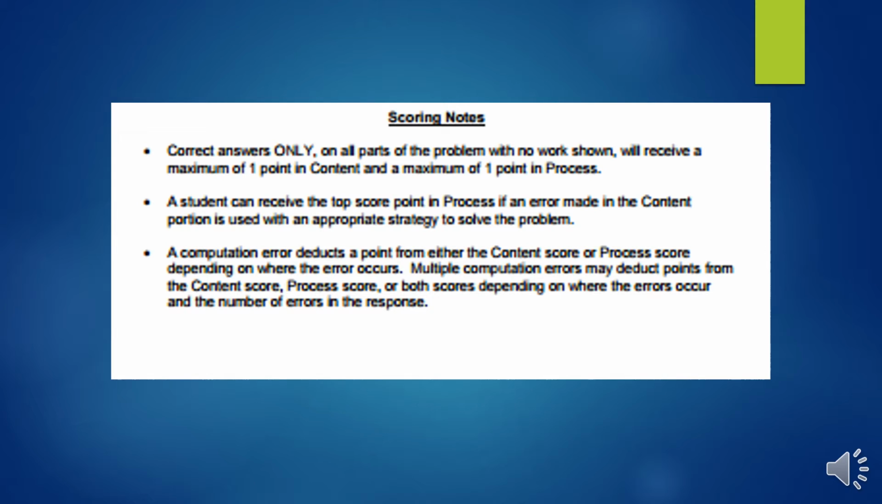And here it says that a computation error deducts a point, only one, from either content or process depending on where the error occurs. So if you make multiple mistakes on actually doing the math, you may lose points from content, process, or both, depending on what kind of errors and the number of errors that you make.